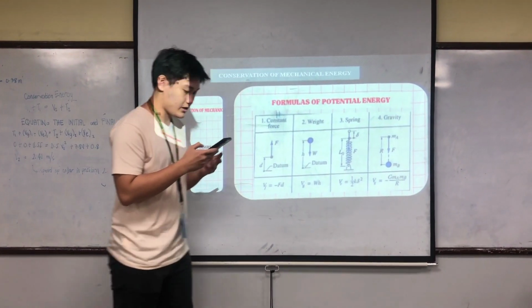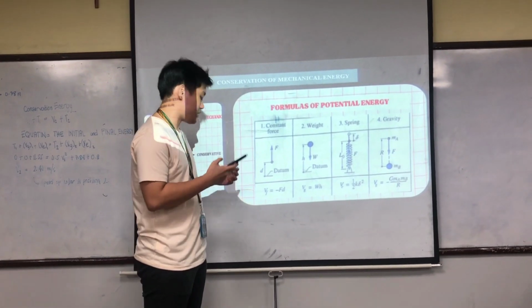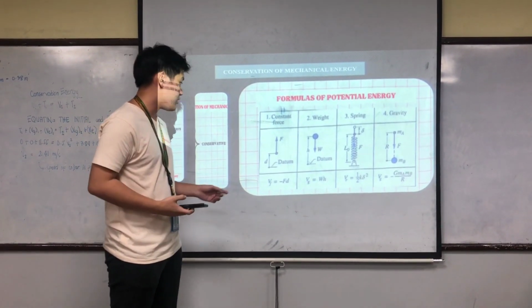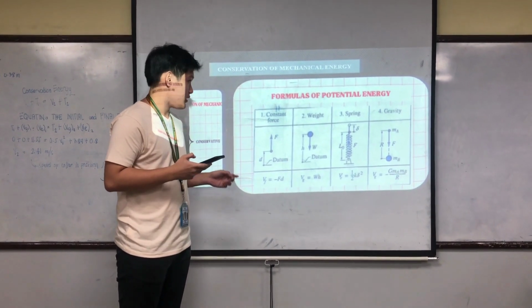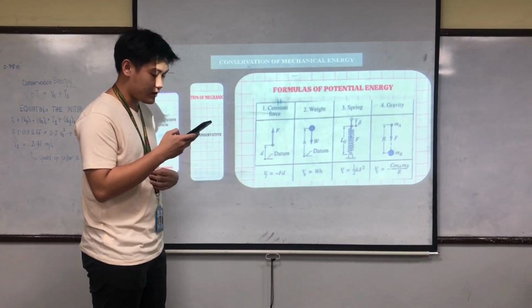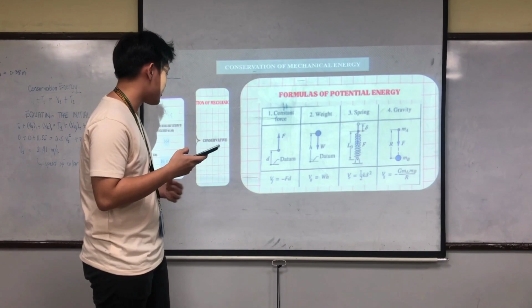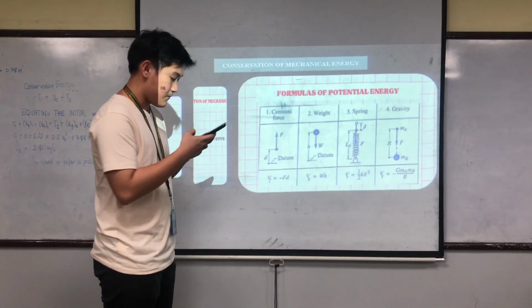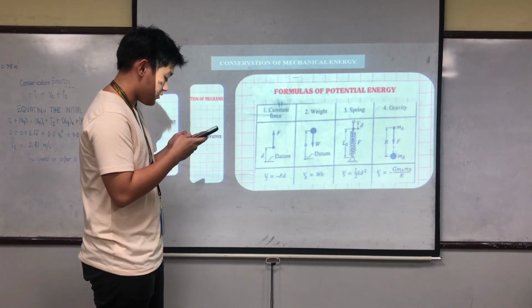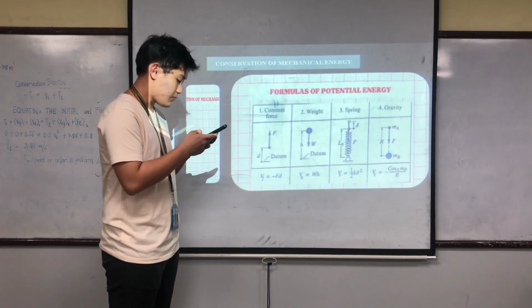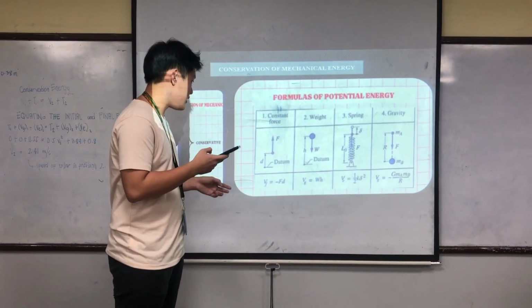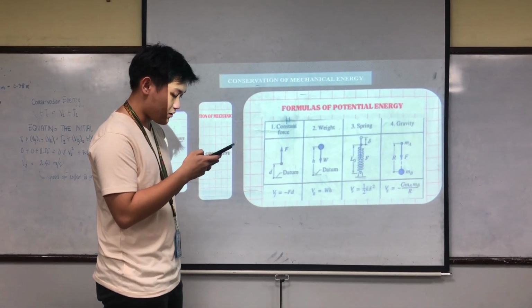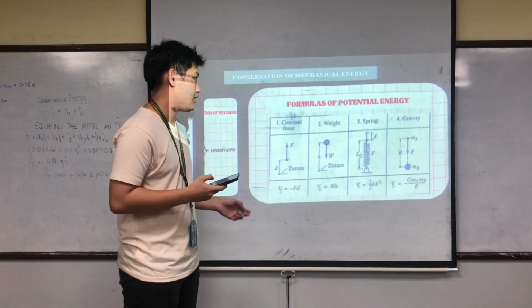Formulas for potential energy. First is the constant force. The potential energy of a constant force, Vf, is equal to negative Fd, where F is the magnitude of the force and d is measured from the reference point. Number 2 is the weight. The potential energy of a weight, also called gravitational potential energy, Vg, is equal to Wh, where W is the constant weight and h is the height.